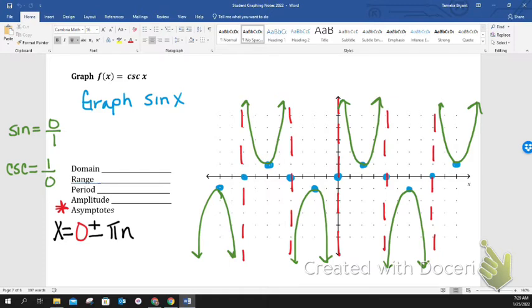When we write our domain, it's all real numbers, but then you say x cannot equal, and I'm just going to rewrite my asymptote statement, 0 plus or minus pi n. Your range of cosecant is the same as your range for secant. It's -infinity to -1, bracket on the -1, union 1 to positive infinity.